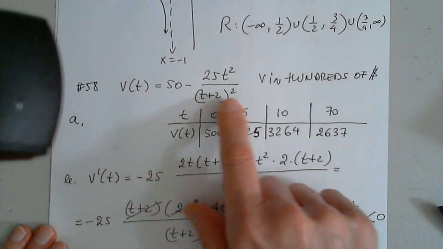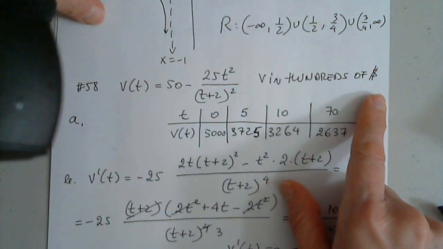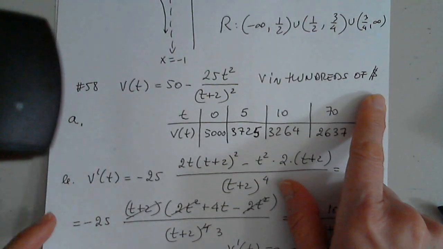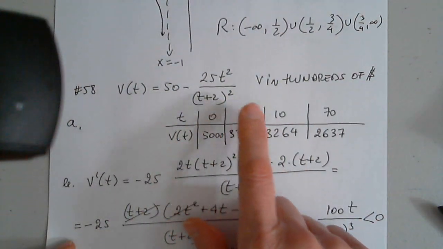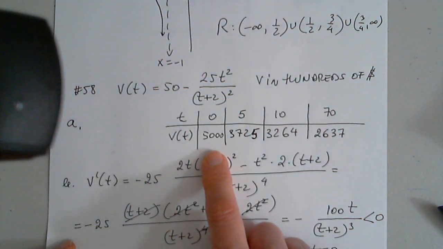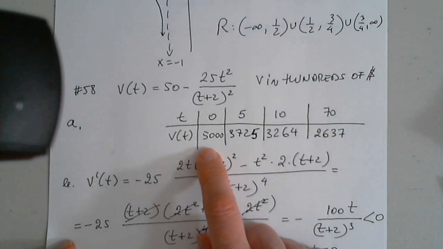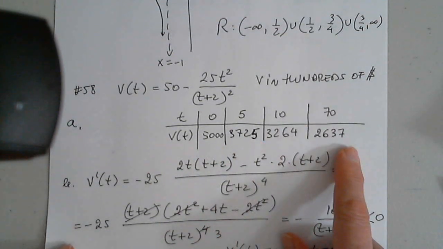This function, we are told that v is in hundreds of dollars. So we were asked to find when t is 0, 5, 10, and 70. I've just plugged them in the function in the calculator, but v is in hundreds of dollars. So the answer is not 50, but 5,000, and so on and so forth.